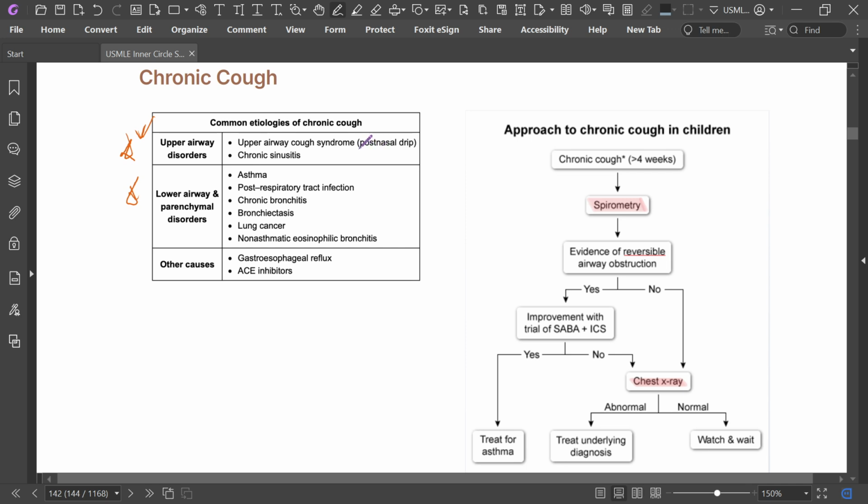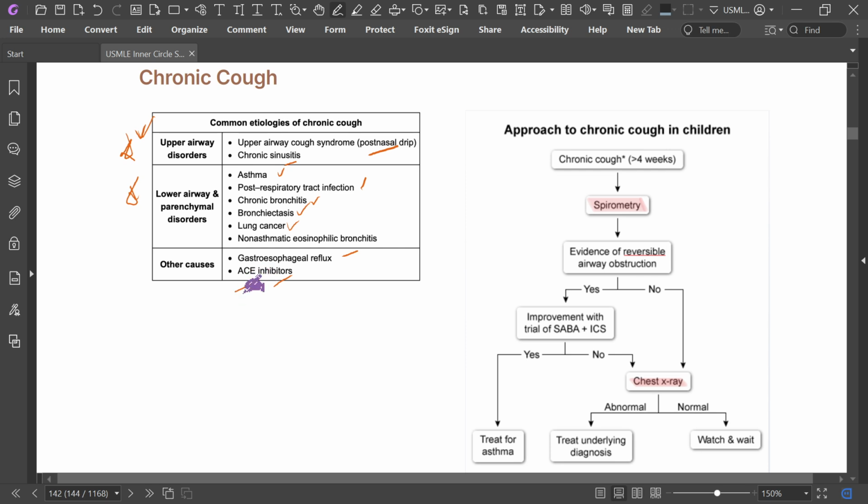Upper airway disorders are upper airway cough syndrome, or postnasal drip, and chronic sinusitis. Lower airway and parenchymal disorders are asthma, which is obstructive lung disease, post-respiratory tract infection, chronic bronchitis, also an obstructive lung disease, bronchiectasis, lung cancer, and non-asthmatic eosinophilic bronchitis. Other causes include GERD, gastroesophageal reflux disease, and drugs, maybe due to ACE inhibitors.